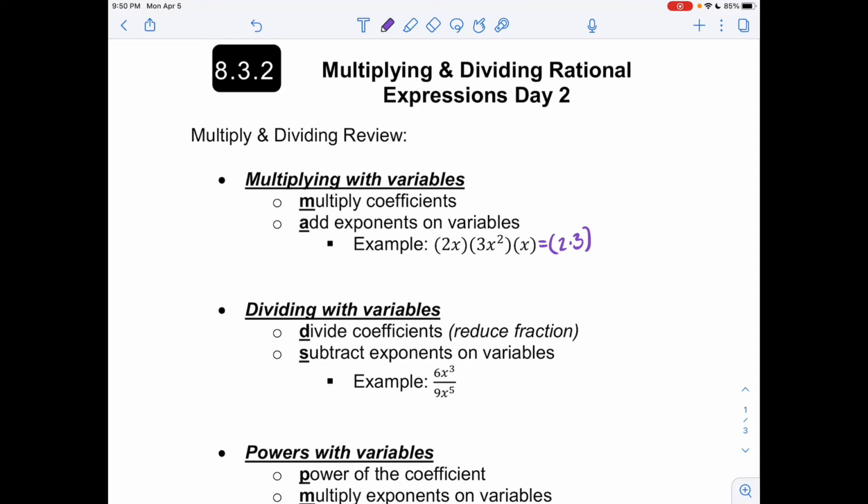Those are my coefficients. And then I'm going to multiply that times x raised to the 1 plus 2 plus 1 power, because my exponent is a 1 here, a 2 here, and a 1 here. So 1 plus 2 plus 1. And so this will equal 2 times 3 is 6. And then I'm going to have x to the 4th power, 1 plus 2 plus 1.